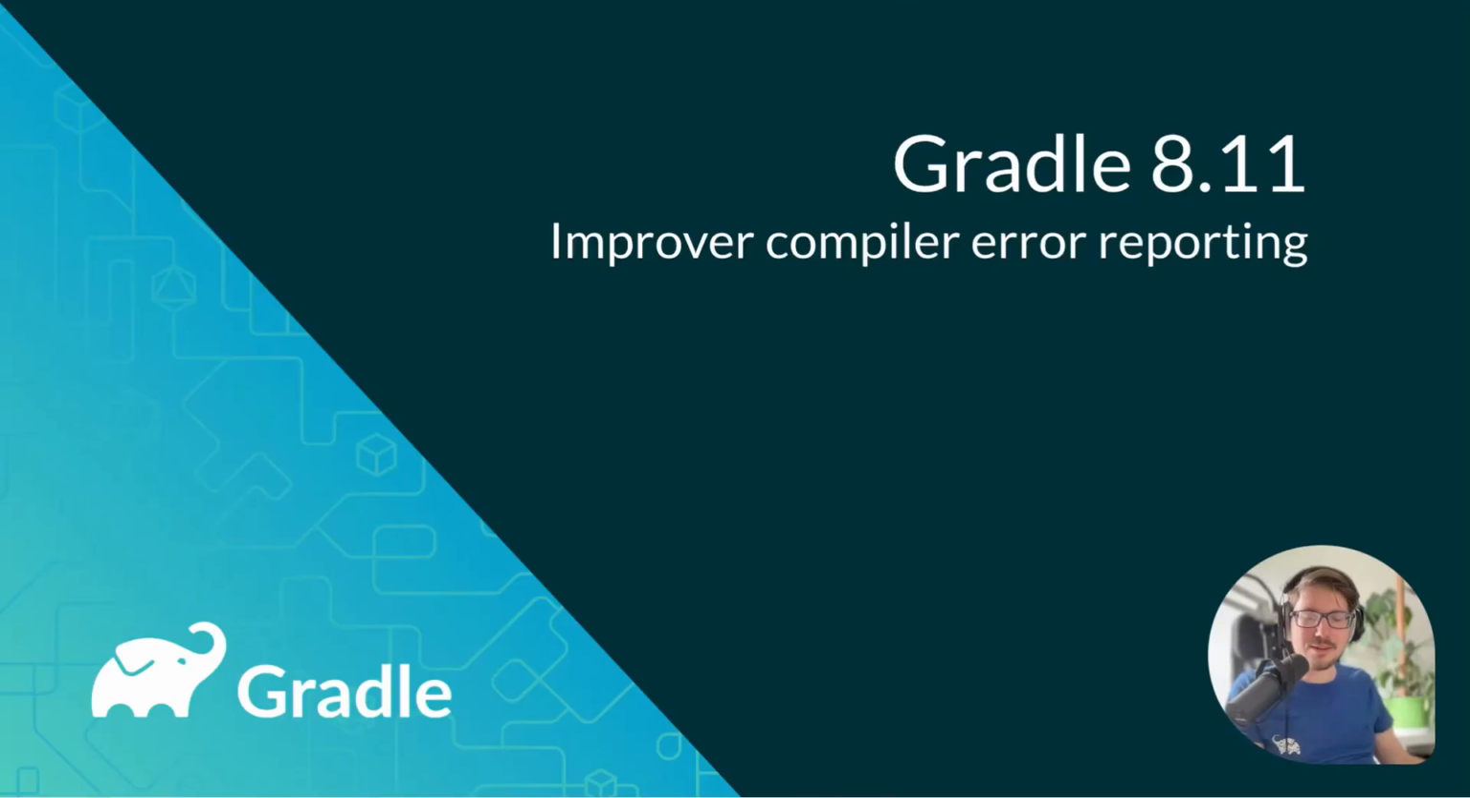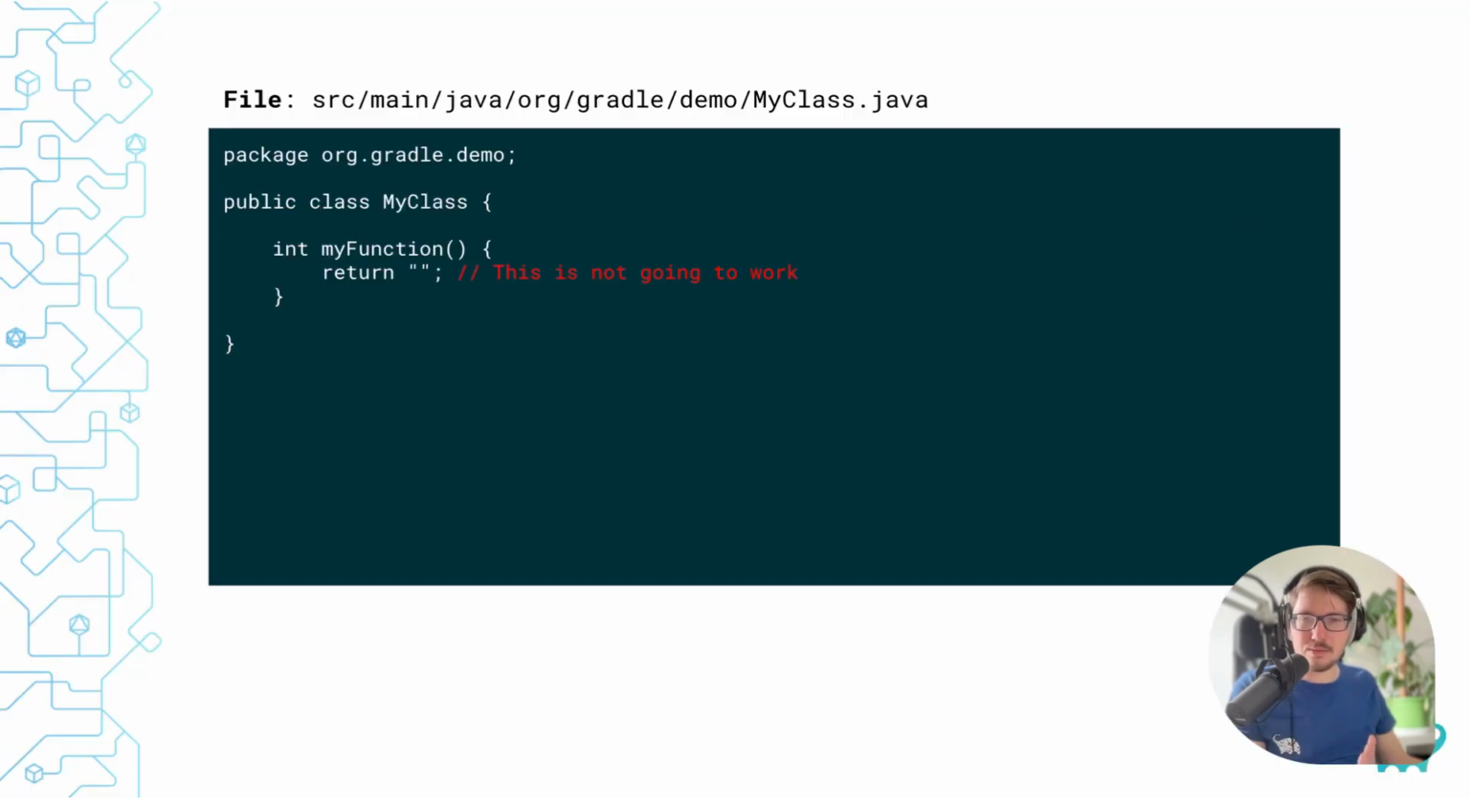Hi, I would like to show you a small yet impactful change to how the compiler's errors are being reported in Gradle from 8.11. In order to show you this change, I would just like to show you a little demonstration, just a main class and something which causes an error for us. In this case, we are returning the wrong time.